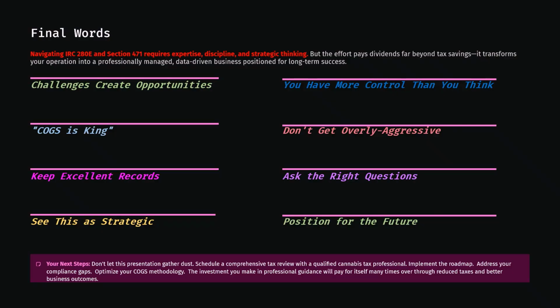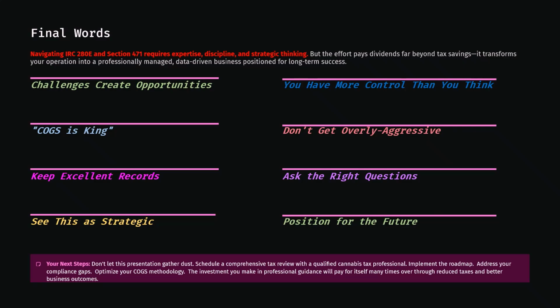Don't get overly aggressive and cross the line into unsupportable positions, because the penalties for aggressive tax schemes far outweigh any temporary savings. Stay within defensible boundaries. Ask the right questions to get honest answers. Challenge assumptions, verify data, and don't accept "that's how we've always done it" as justification for questionable practices, and position yourself for tomorrow's challenges and opportunities.